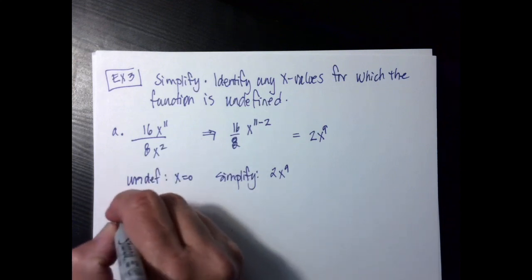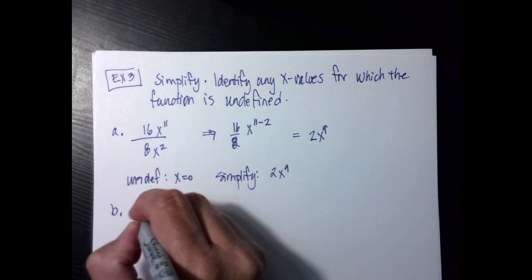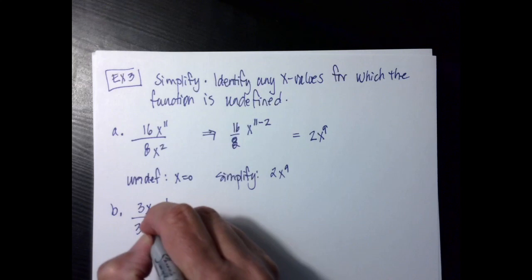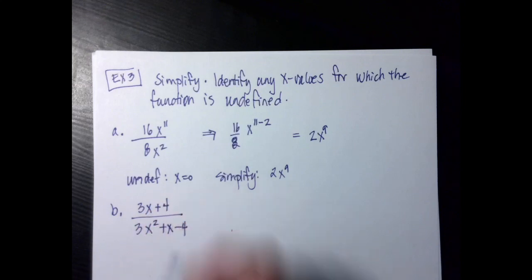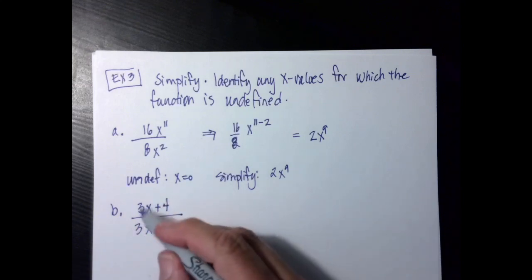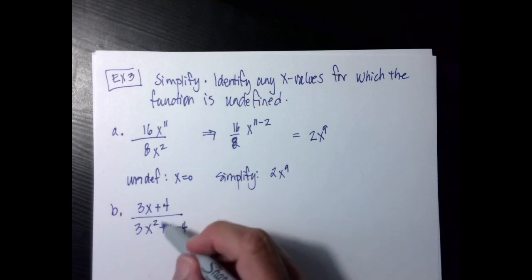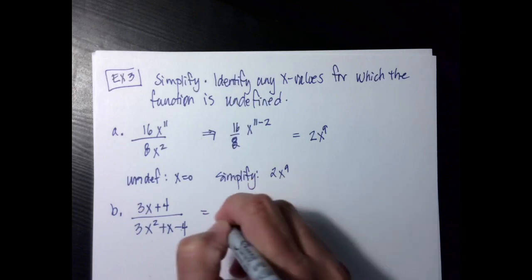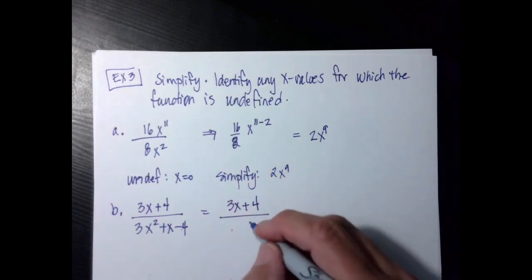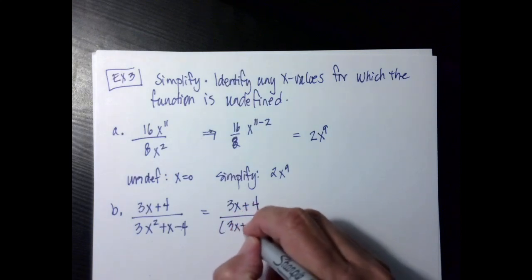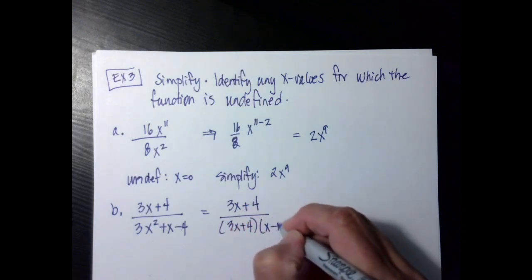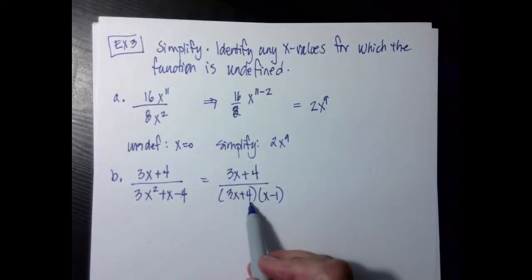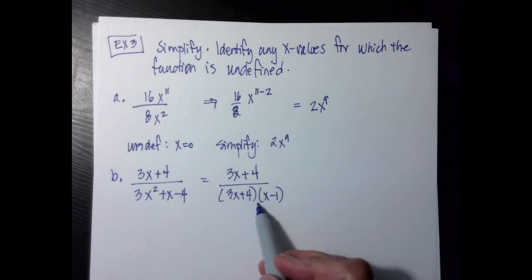Okay, now let's look at our second one of example 3. I'm going to have 3x plus 4, and I'm going to have it over 3x squared plus x minus 4. So I notice that I cannot reduce any of these because they have pluses and minuses. The top is already done, so I'm going to leave it alone. And in the bottom, this one's going to factor to be 3x plus 4 and x minus 1. And again, you have lots of tools that we've learned to help you with factoring. So now I'm hoping that you'll have that down pat.